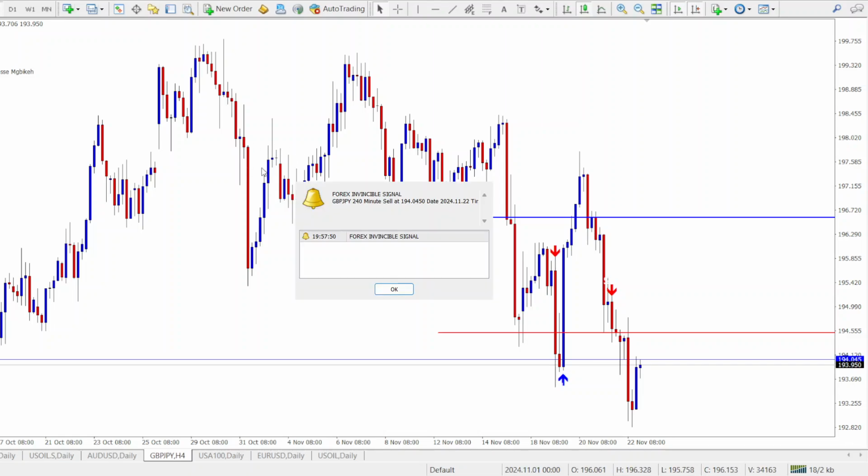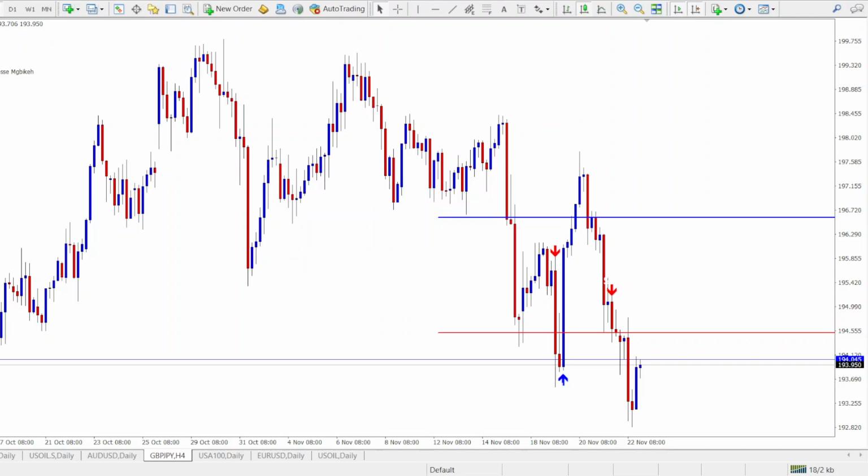Okay, so this indicator is quite interesting because it actually gives you a lot. All right, in addition to the fact that the indicator shows you arrows that indicate buy and sell zones, buy and sell signals, the indicator also gives a lot. All right, it also gives a lot.